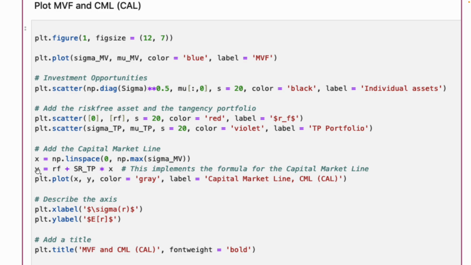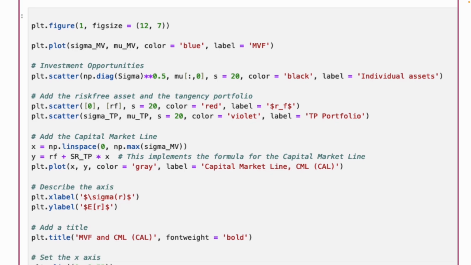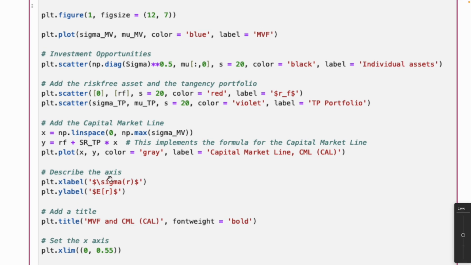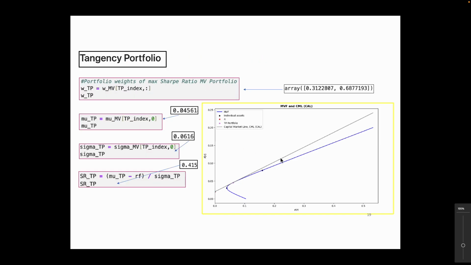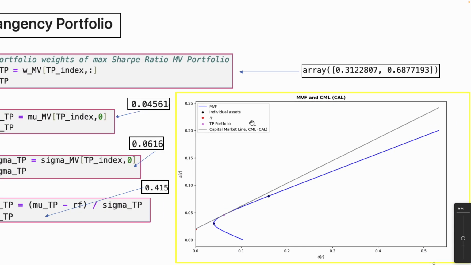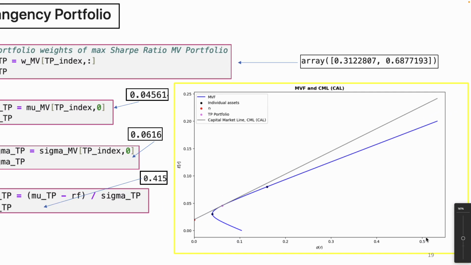And I know the capital allocation line is a linear line. It starts in RF, and then it has a slope of Sharpe ratio TP, multiplied by the increments on the x-axis that I'm looking at. Good. Okay, and this is how I generate this graph here.